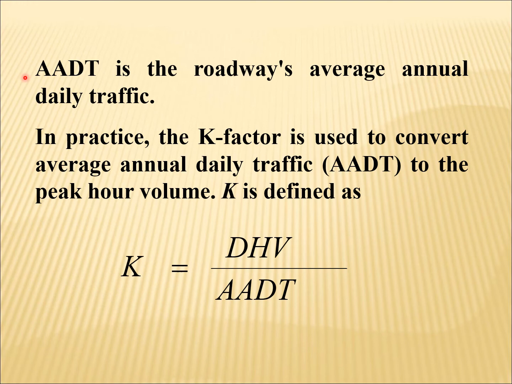AADT is the roadway's average annual daily traffic. In practice, the K factor is used to convert average annual daily traffic, AADT, to the peak hour volume. K is defined as DHV over AADT. We have already discussed DHV. So DHV over AADT, that is equal to K, that is the K factor.